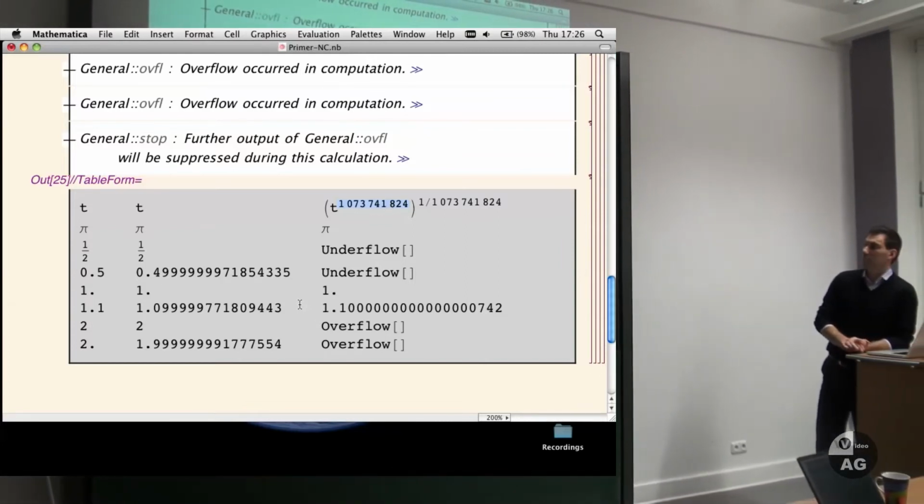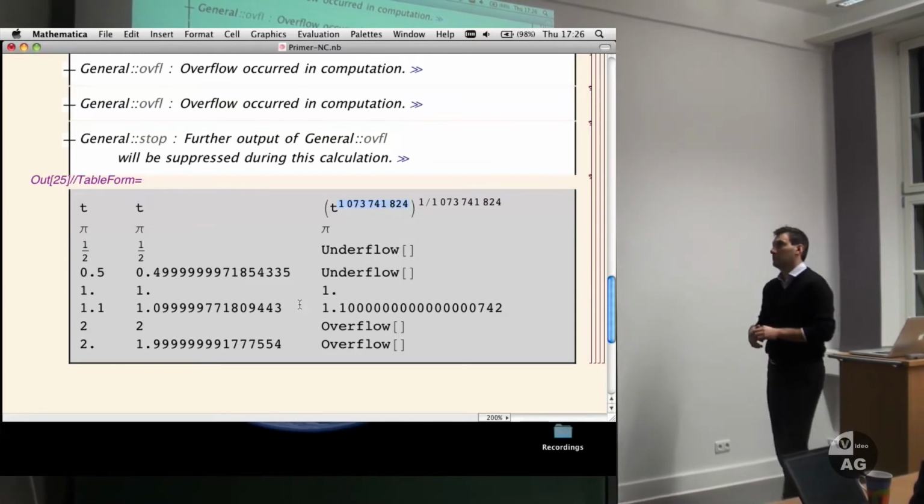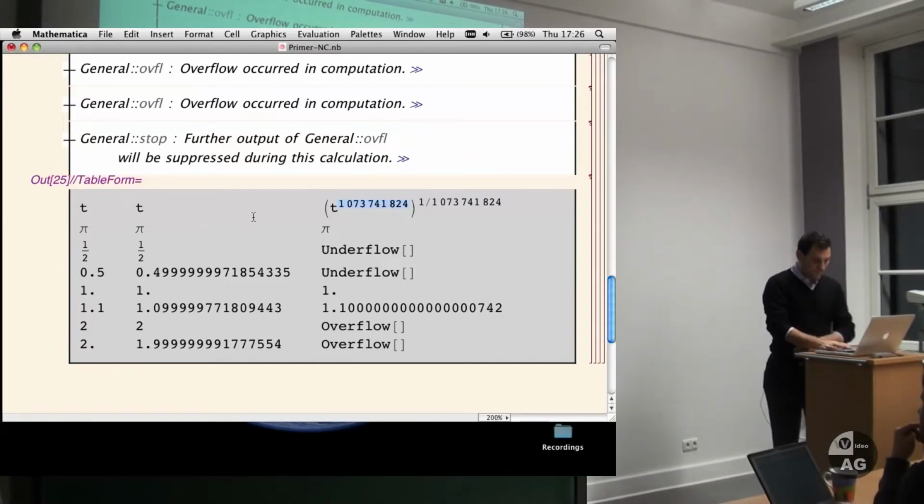Yeah? You said Mathematica is changing mode. Yeah. What's the second mode? Okay, very good question. I'll show you right away.